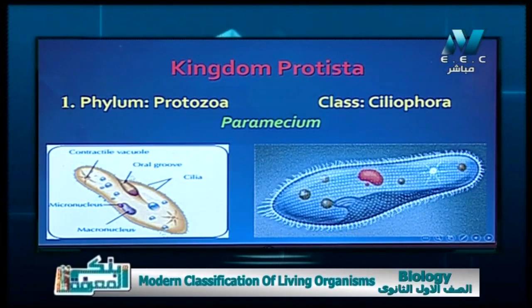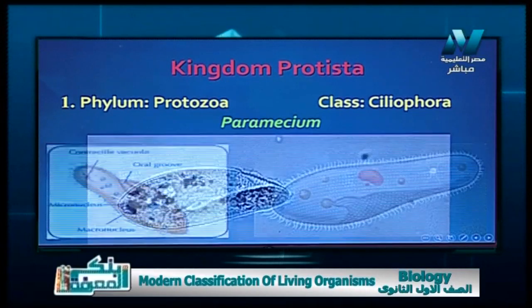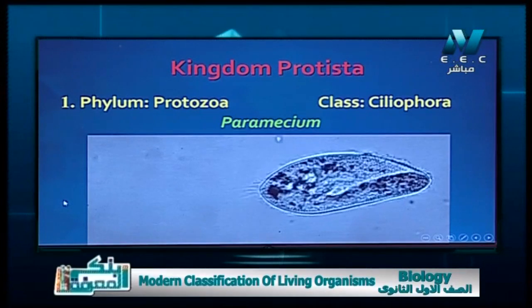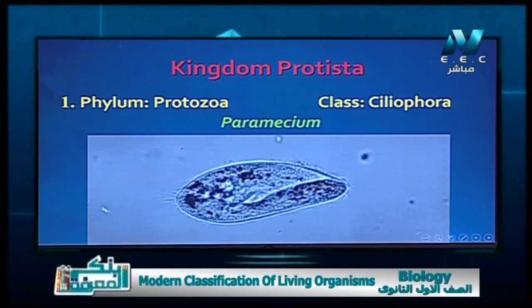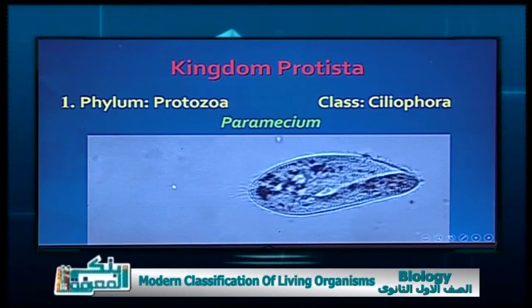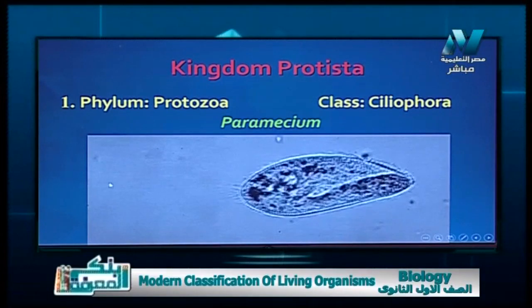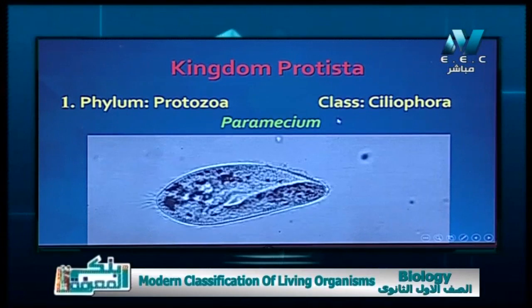And it has an oral groove through which food comes inside the paramecium. And the cilia surround this body and are used for movement. Notice the movement of paramecium. Could you notice the cilia moving in waves to transfer from one place to another?